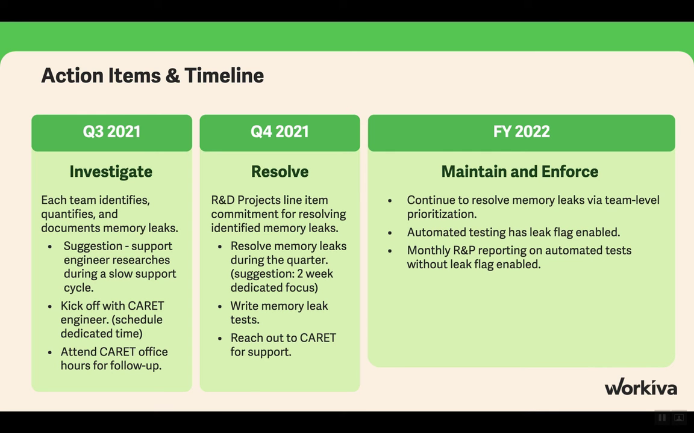So, action items and timeline. First of all, our first ask is that in Q3, each team takes some time, and we obviously only have 5 or 6 weeks left in Q3. In the remaining time that we have in preparation for Q4, take some time, identify, quantify, and document where existing memory leaks are. So our suggestion is just have your support engineer do some research during a slower support cycle.